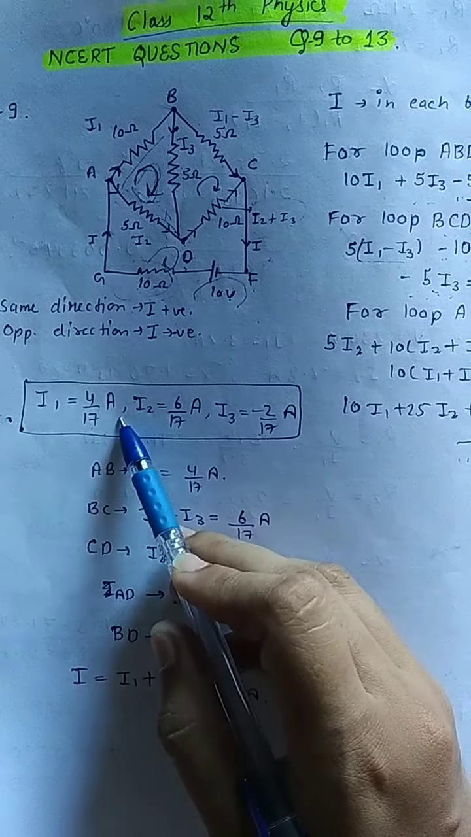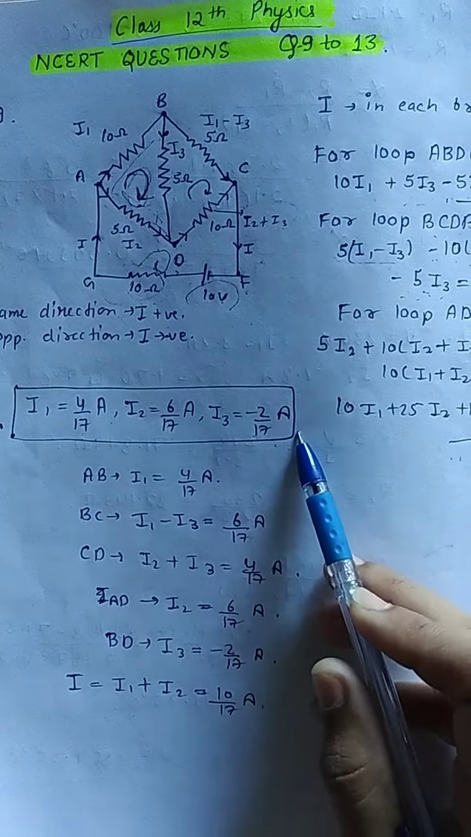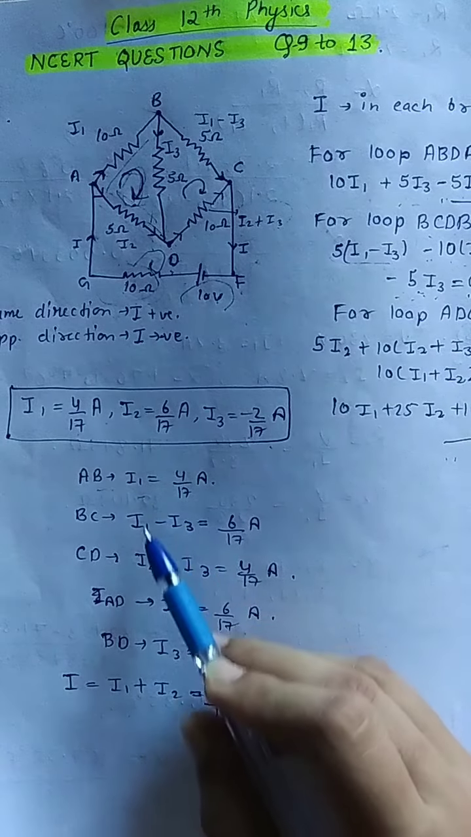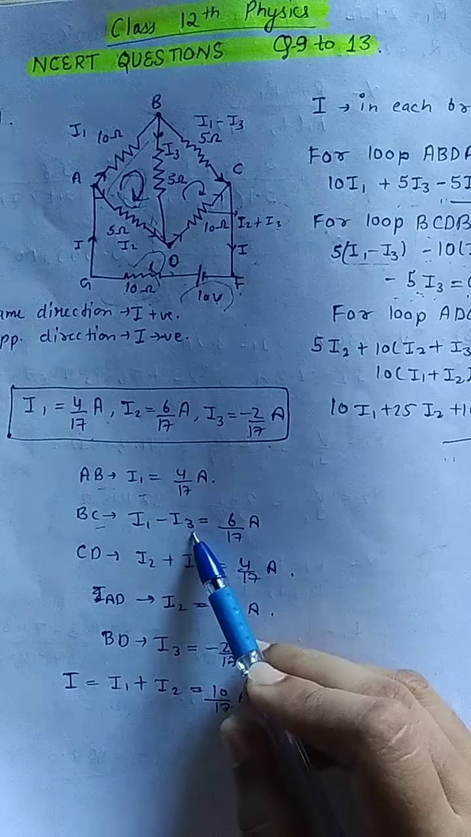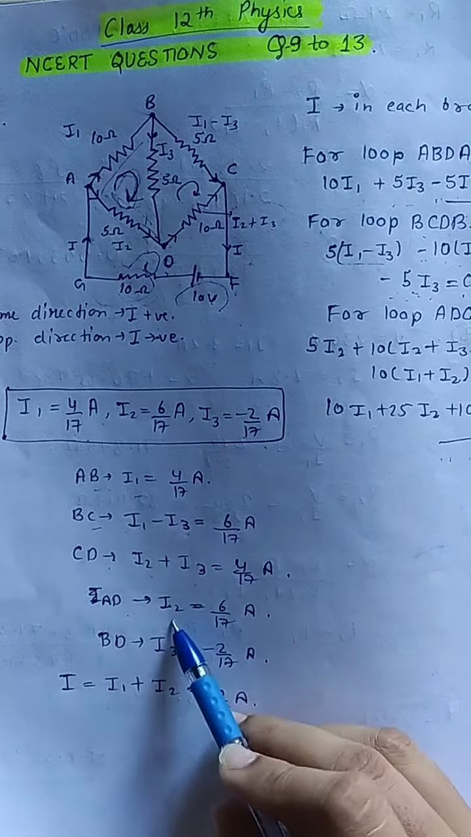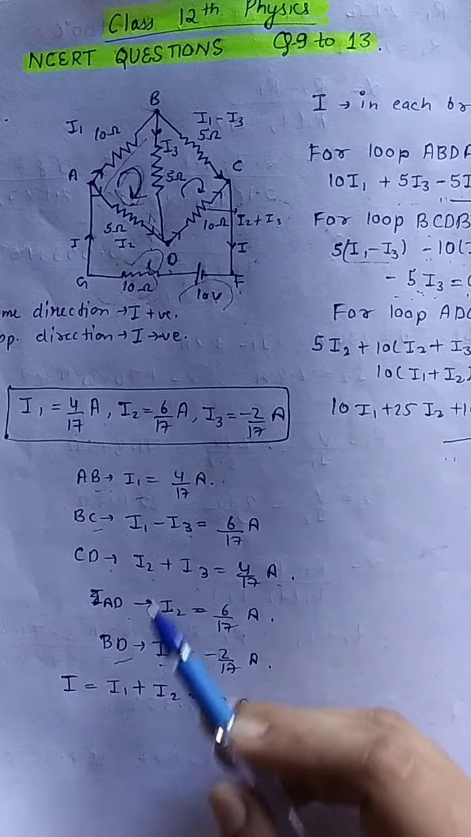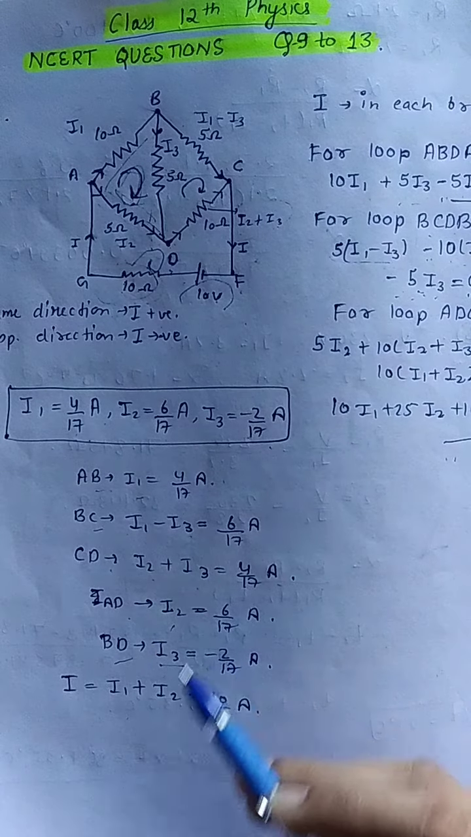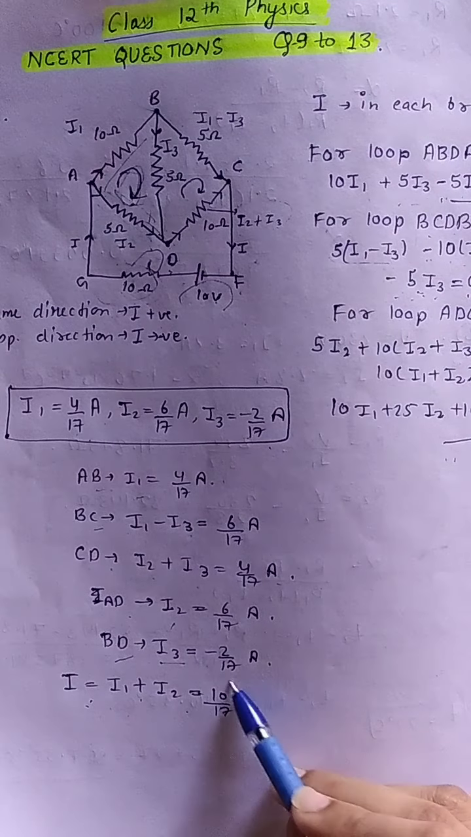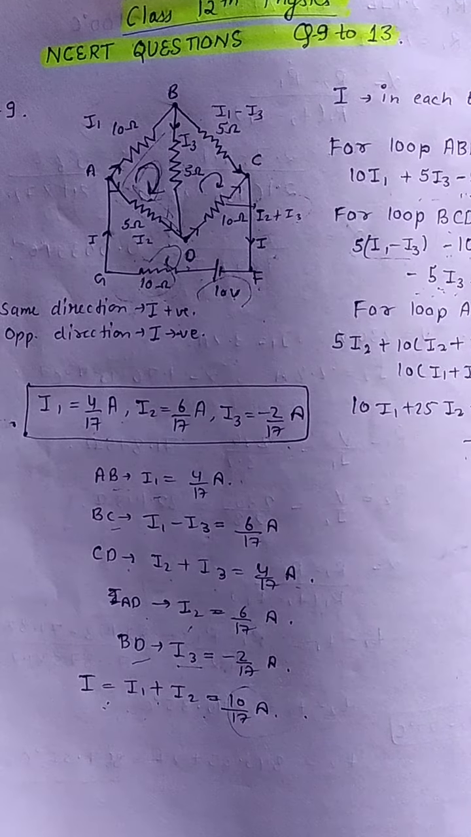I1 is 4 upon 17 ampere, I2 is 6 upon 17 ampere, I3 is minus 2 upon 17 ampere. Now the current in branch AB is I1, in branch BC is I1 minus I3, in branch CD is I2 plus I3, in branch AD is I2, and in branch BD is I3. By putting in all the values, we can calculate the current in each branch, and the total current I is equal to I1 plus I2. This will equal 10 upon 17 ampere. This is the required solution of this question.